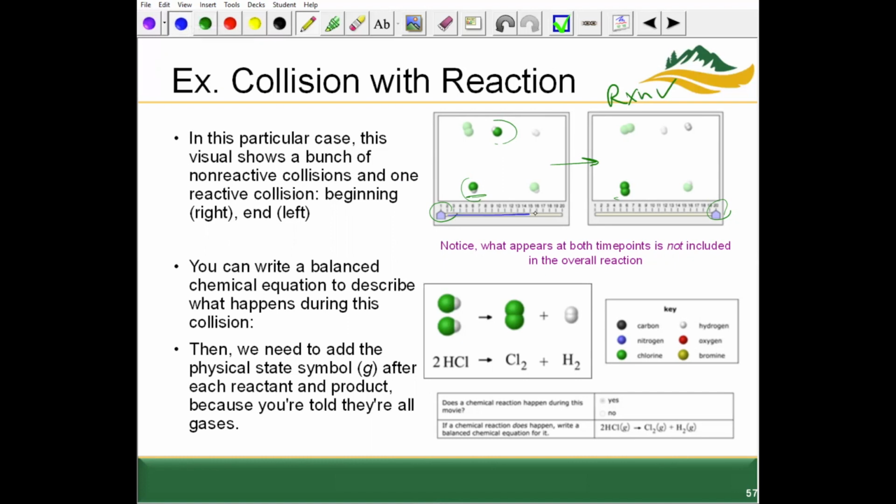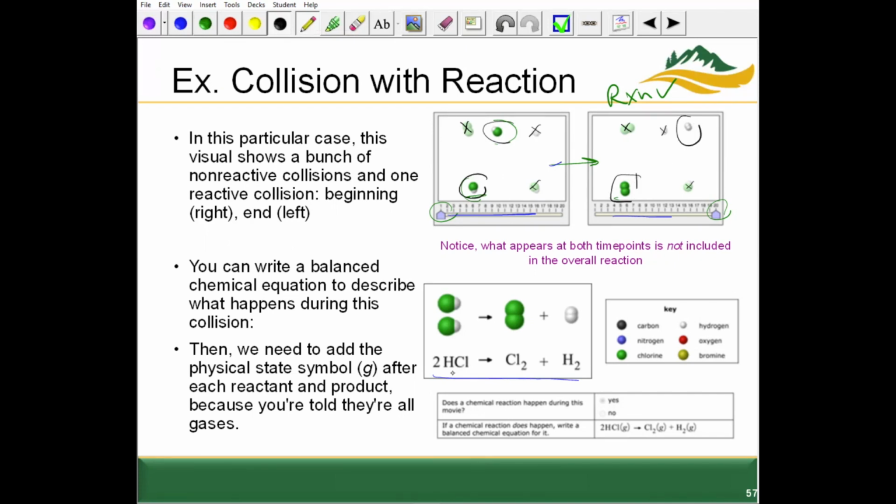To go from an image like this and an image like this into a balanced equation, we only want to look at the reactants and products that are different in the two images. So at the start, we can identify this here and this here. We identify this and this. We identify one of these here and one of these here. So what's changing is this, this, this, and this.